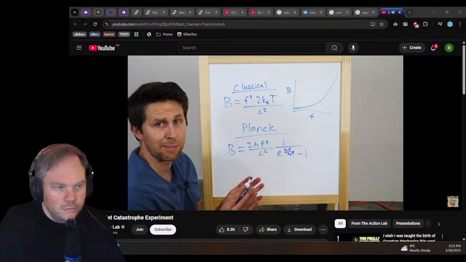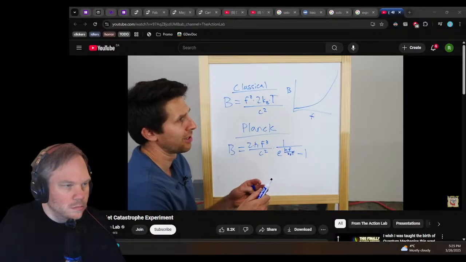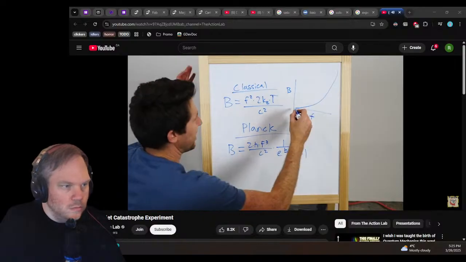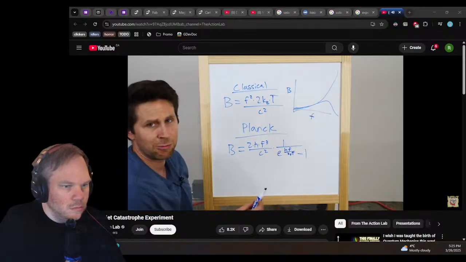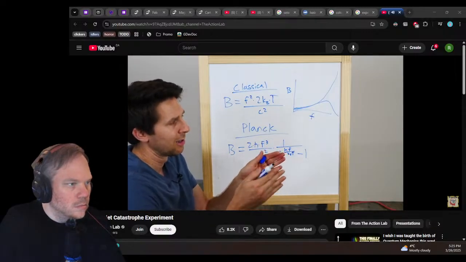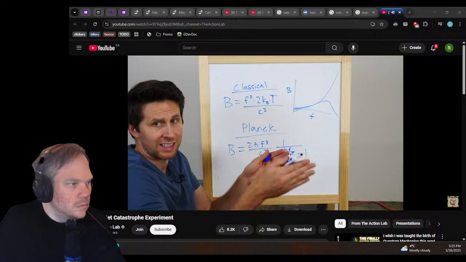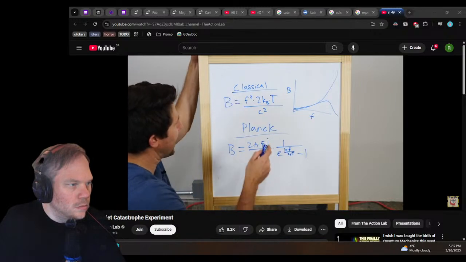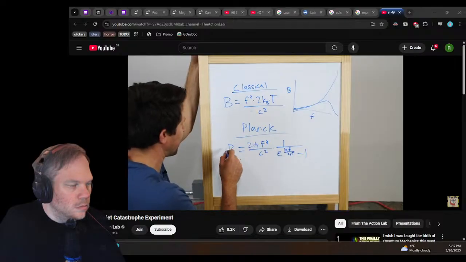But then a physicist named Planck came along, and out of the blue, just to get his math to fit the realistic equation that looked like this, he said, well, what if we just don't let the atom have any energy that we want? What if it only has these quantized levels of energy, so it can only have these certain energies? If we do that, then this equation becomes this equation.